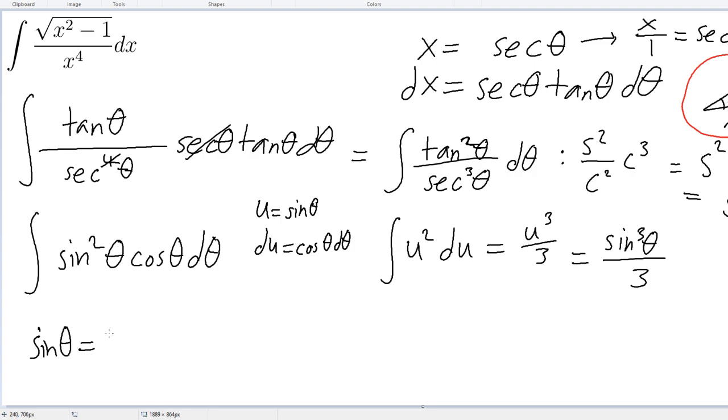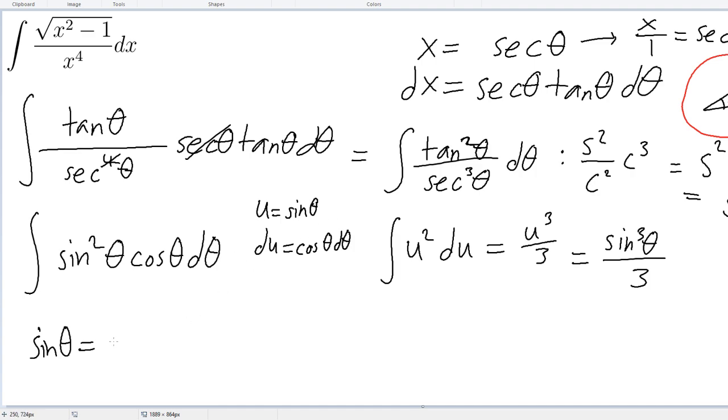Wait, opposite. Oh, I'm sorry, I did the triangle wrong. I just realized this is not adjacent. This should be the other way around. So adjacent is here, and this is opposite, which would be the square root of x squared minus 1. I apologize about that. So adjacent over hypotenuse.